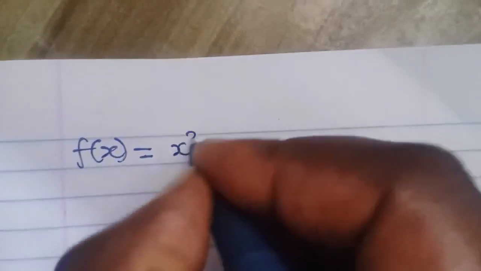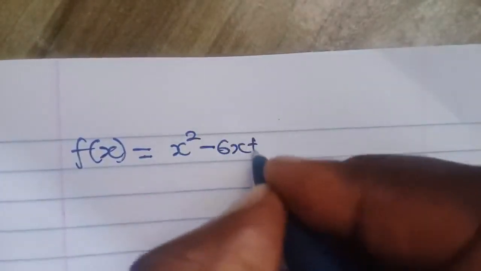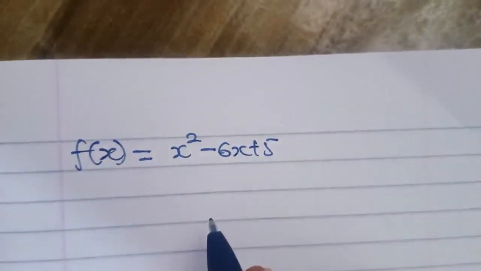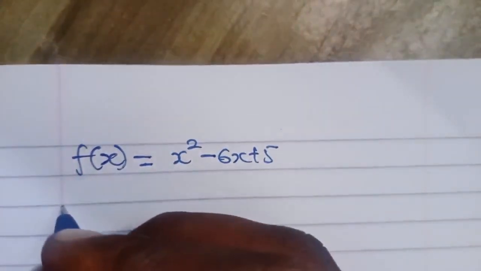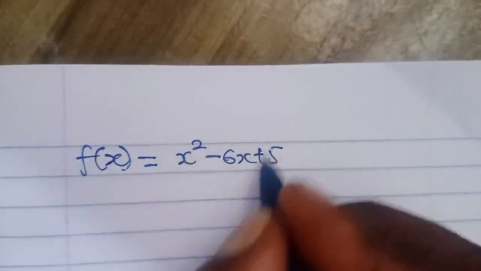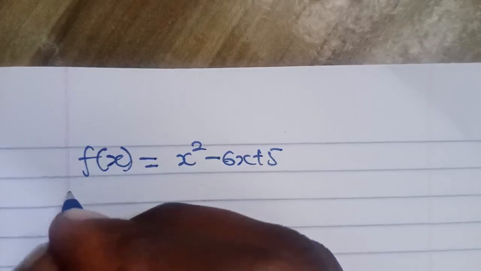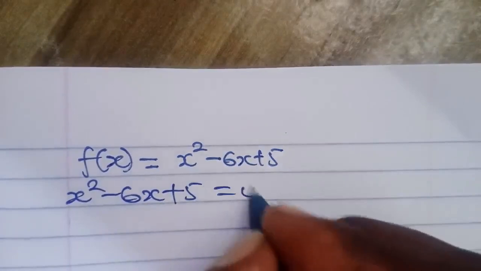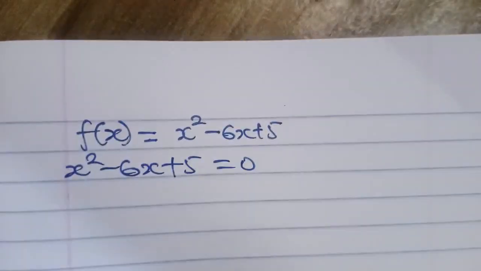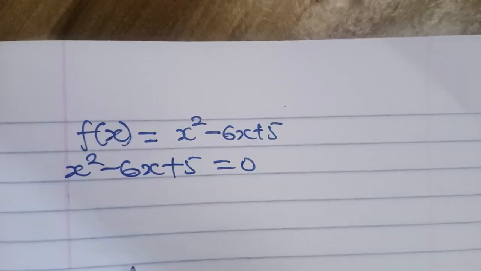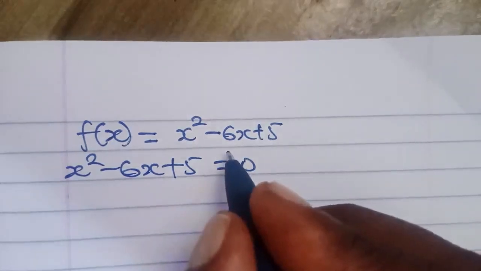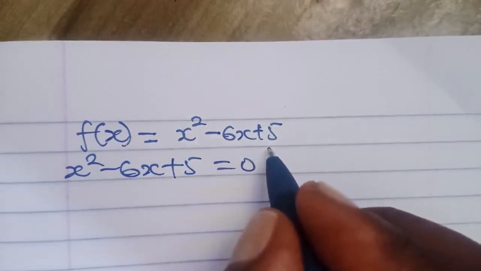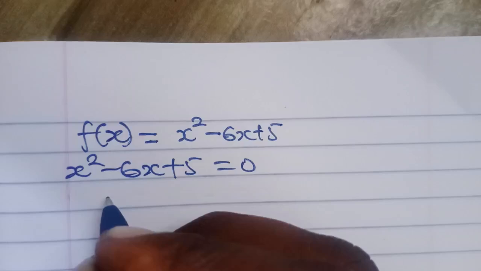Let's look at another question: find the zero of the function f of x equals x squared minus 6x plus 5. Feel free to pause the video and try this. For us to solve it, we will equate this function to 0, which is x squared minus 6x plus 5 equals 0. We can factorize it. What are the two numbers that when we add them together give negative 6, and when we multiply them give positive 5? Those numbers are minus 5 and minus 1.